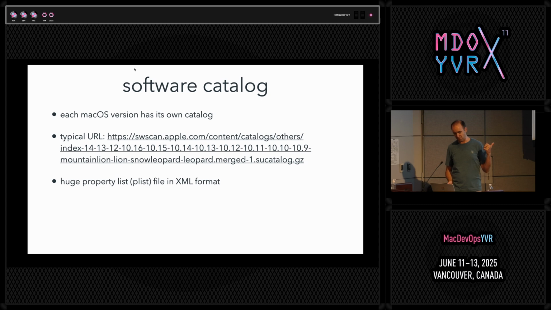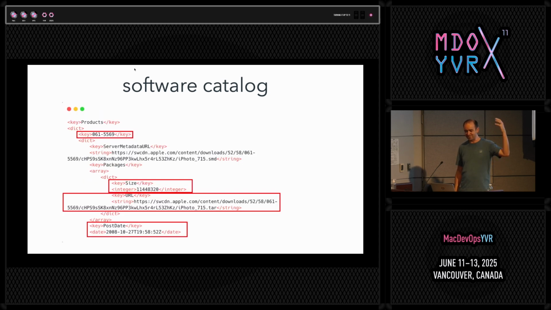This is the typical URL for these. Every OS has its own URL where basically they list all the operating systems down to Leopard, where the highest number is the most recent OS. It's a huge property list in XML format. It has a list of products. They have a key, which is a number. They have a size, where they give you the size of the package, and they give you the URL for the package, and the post date when this package was first posted, basically.